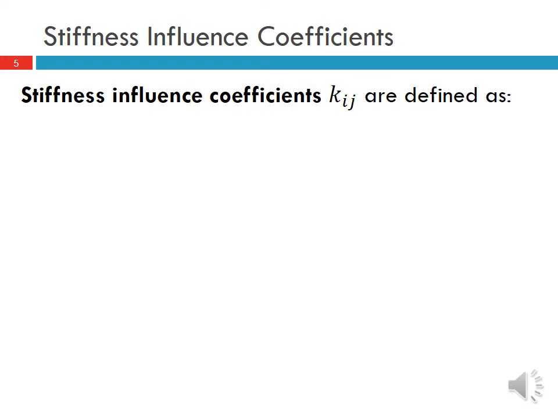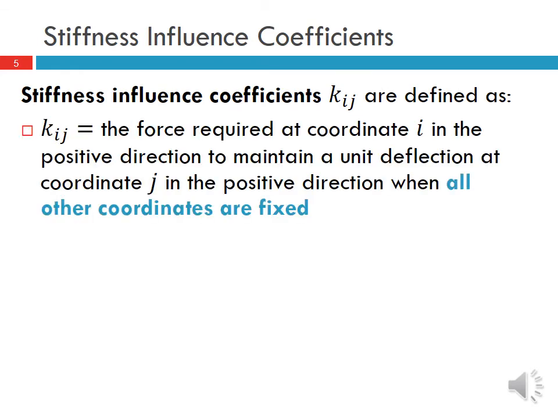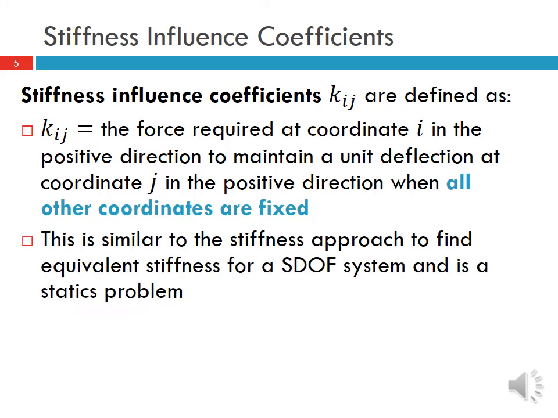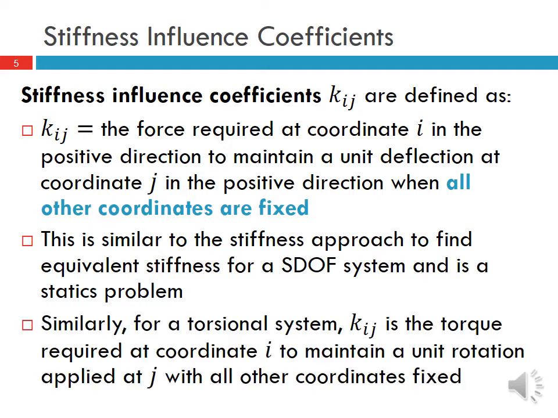Stiffness influence coefficients, Kij, are defined as the force required at coordinate i in the positive direction to maintain a unit deflection at coordinate j in the positive direction when all other coordinates are fixed. So this is similar to the stiffness approach to find equivalent stiffness for a single degree of freedom system and is, again, a statics problem. For a torsional system, Kij is the torque required at coordinate i to maintain a unit rotation applied at j with all other coordinates fixed.